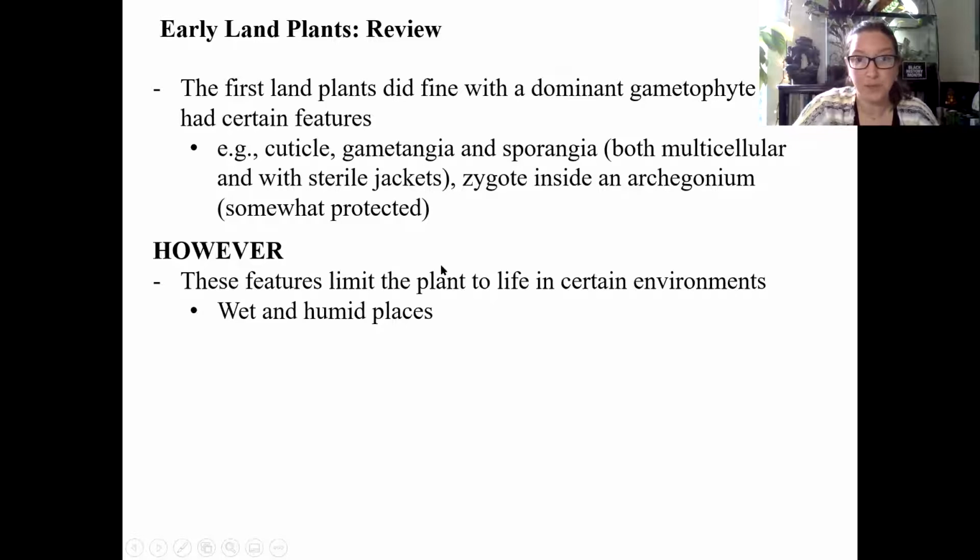Anyways, yes. So these are things here that the first land plants had, but that doesn't work everywhere. And if anything, having a cuticle and the multicellular gametangia and a protected zygote is great. It's especially great if you live in a wet and humid place, right? Because remember, these first land plants still don't have any sort of vasculature.